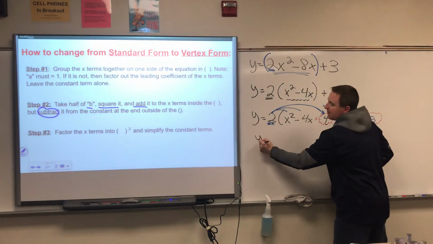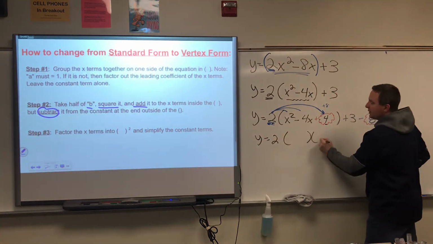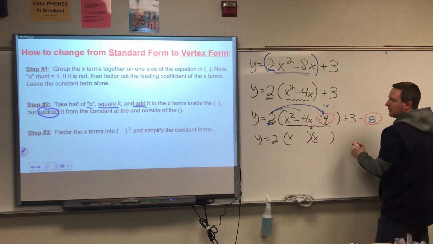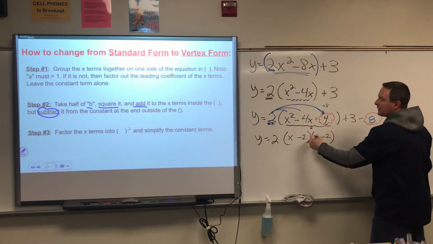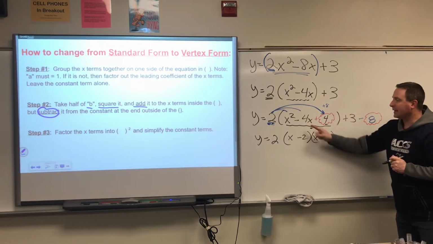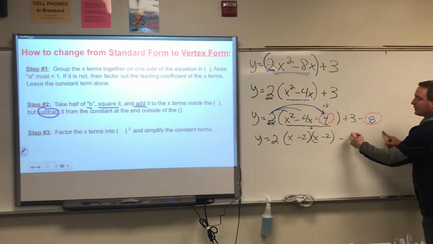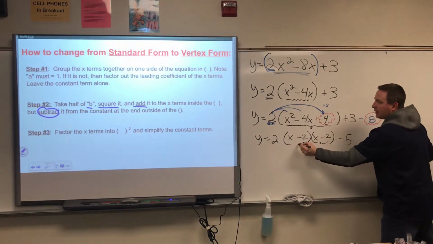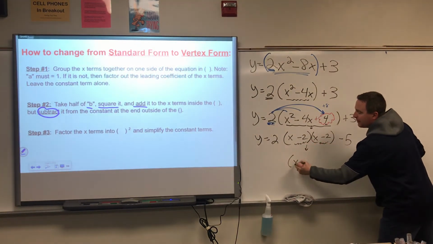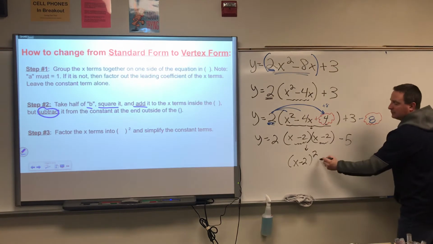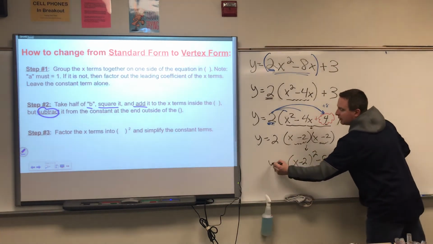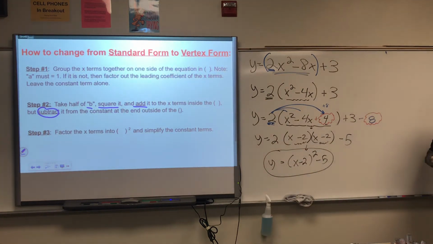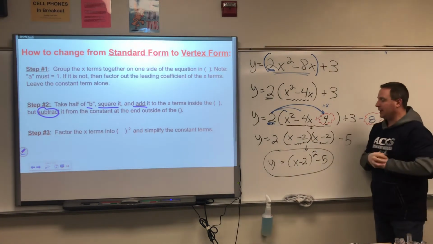If I keep going here, I'm going to factor this stuff. I can do x and x, and it turns into a minus 2 and a minus 2. Negative 2 and negative 2 get me my negative 4. And out here at the end, I get negative 5. Because these two things right here are the exact same thing, I can rewrite them as x minus 2 squared minus 5 equals y. And there's my vertex form. So that got to be a little tricky with that multiplier.